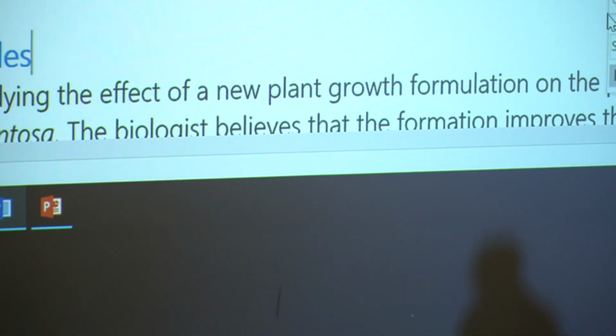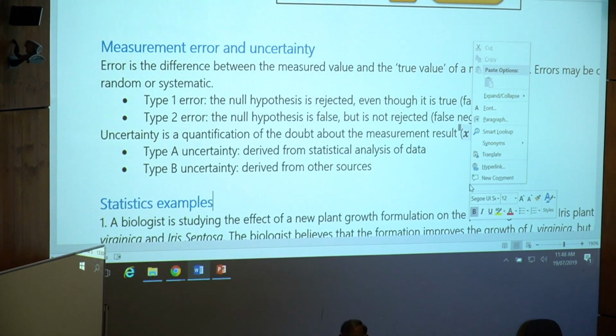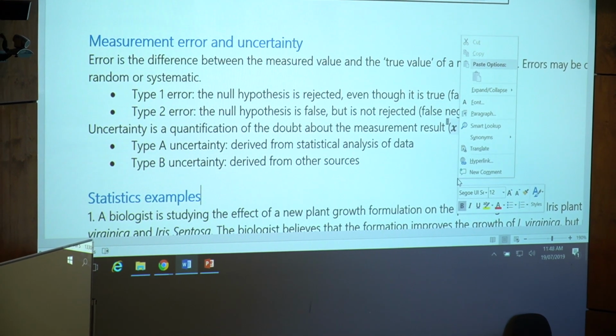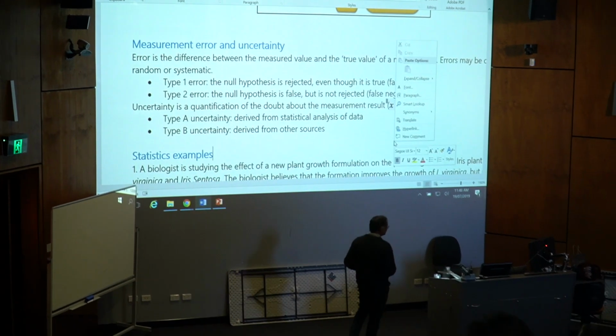One final little bit about theory. It's got to do with uncertainty and error.